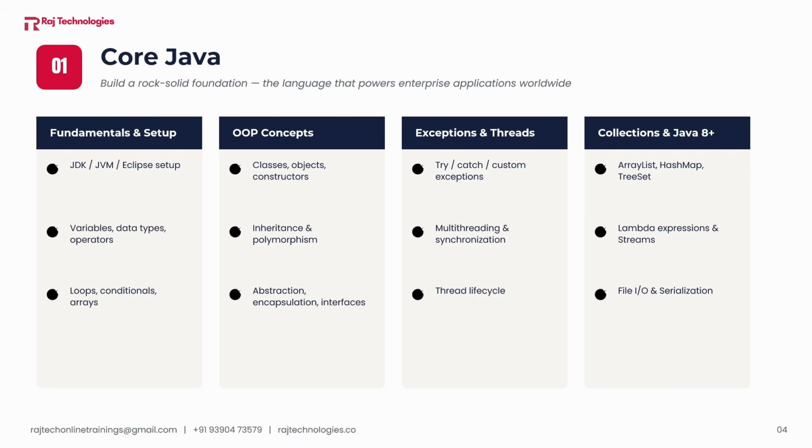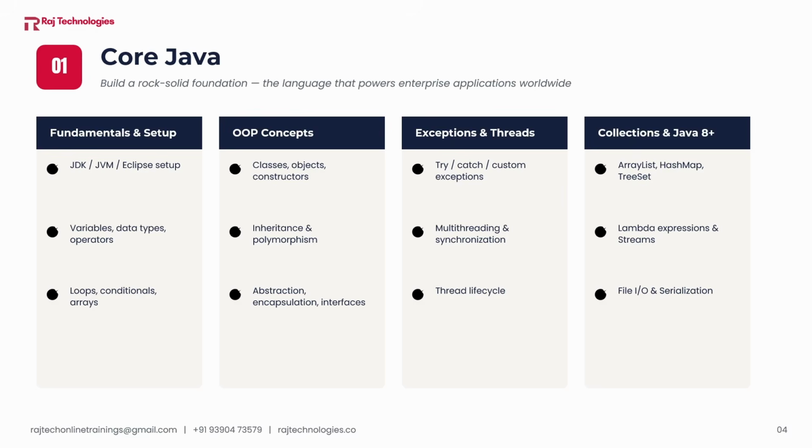We go with OOP concepts like the meaning of classes, objects, constructors. We discuss about static keyword, packages, inheritance and polymorphism. We discuss about abstraction, encapsulation and interfaces. And one more very important one, under core Java, exceptions and multithreading.